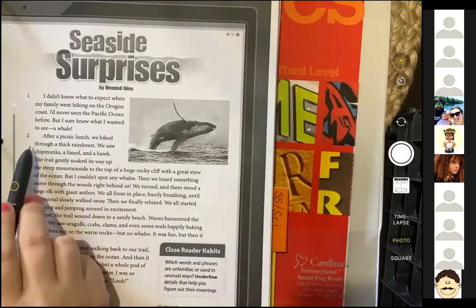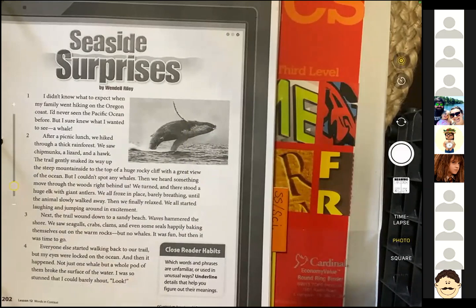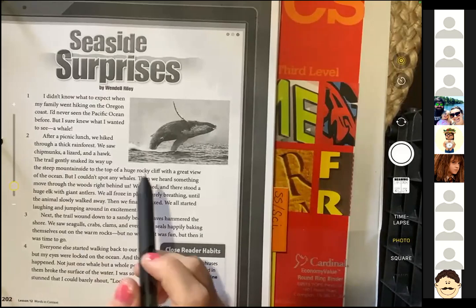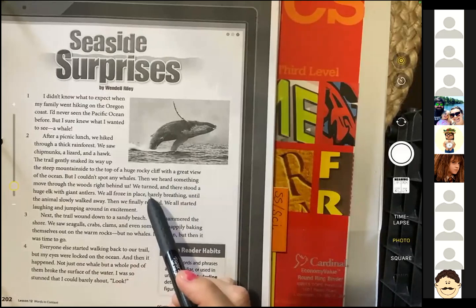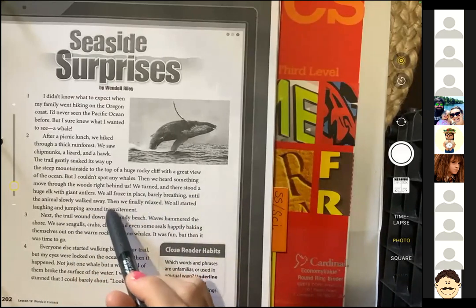After a picnic lunch, we hiked through a thick rainforest. We saw chipmunks, a lizard, and a hawk. A trail gently snaked its way up the steep mountainside on top of a huge rocky cliff with a great view of the ocean. But I couldn't spot any whales. Then we heard something move through the woods right behind us, we turned and there stood a huge elk with giant antlers. We all froze in place, barely breathing until the animal slowly walked away. Then we finally relaxed. We all started laughing and jumping around in excitement.